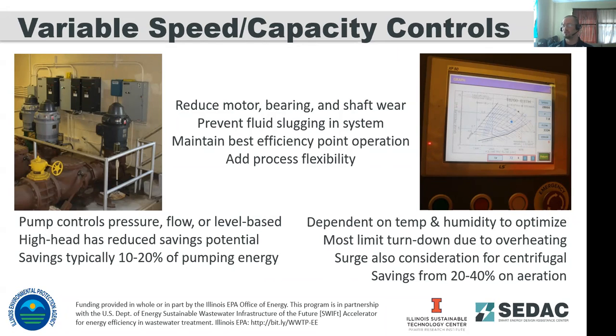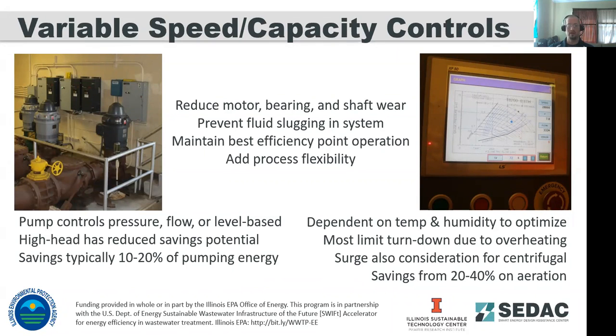Much better than if you're doing throttling of flows. It adds a lot of process flexibility and decreases maintenance overall. On pump controls, we see you can do pressure related. Most commonly, we see wet wells with level-based flow controls. They can also be based on flow measurement. If you've got a partial flume or other flow measuring device that can stage and adjust the speed of pumps.